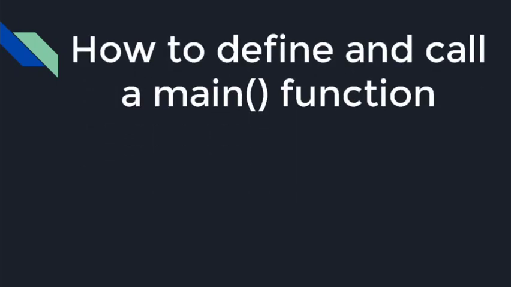How to define and call a main function. Many programming languages have a special function that has a specific role to run the program, and this function is usually called the main function. But in Python, the interpreter executes scripts starting at the top of the file, and there is no specific function that Python automatically executes.